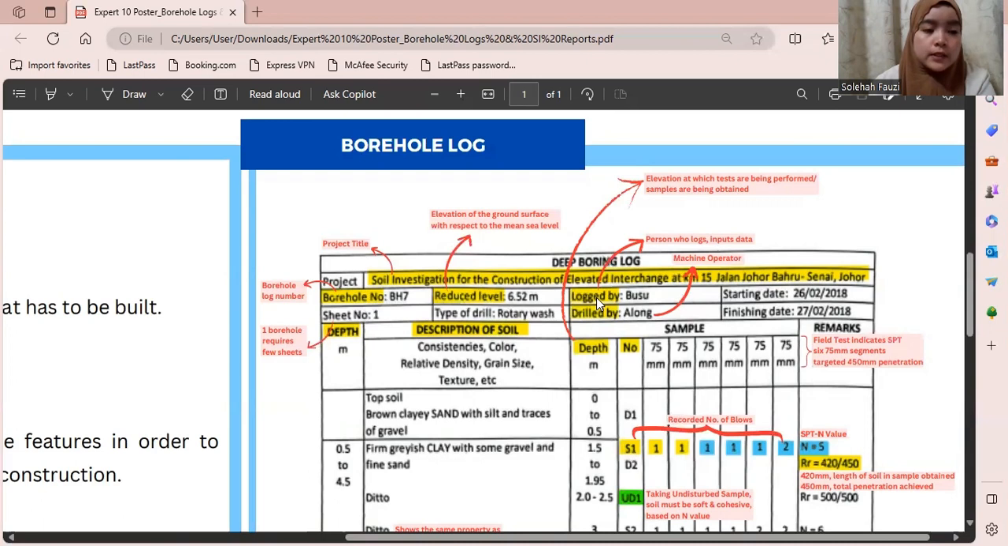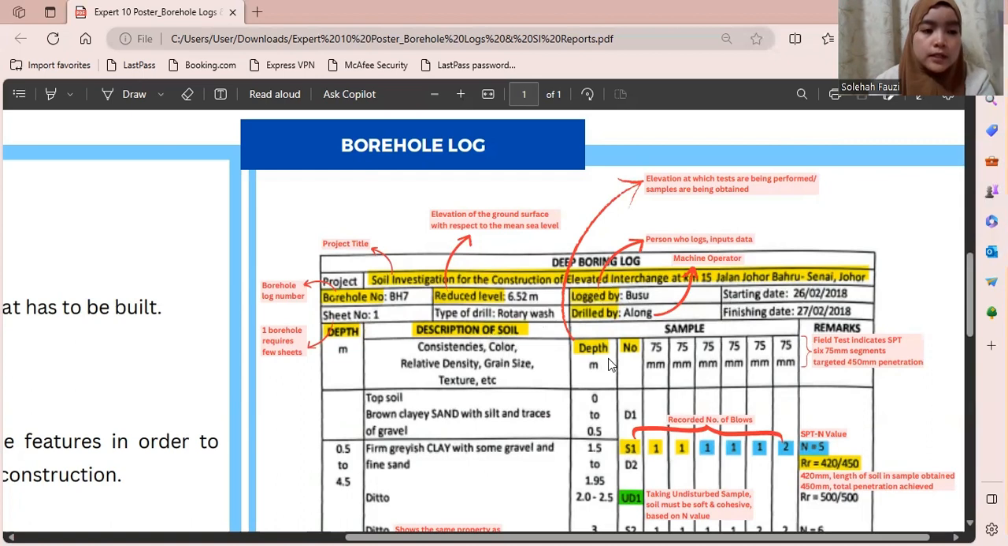Log by is the person who logs or inputs the data, and drill by is the machine operator, who is the person in charge of drilling. There is also the sheet number, because one borehole requires a few sheets. Type of drill is the type of machine used during drilling. Then the starting date and finishing date of drilling. Next is the description of soil. Depth is the elevation at which tests are being performed or samples are being obtained.